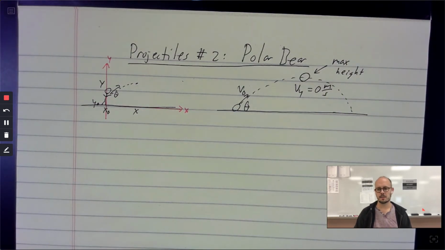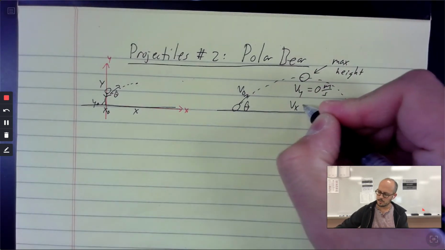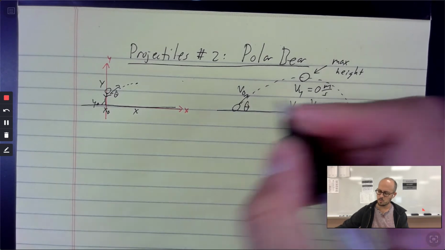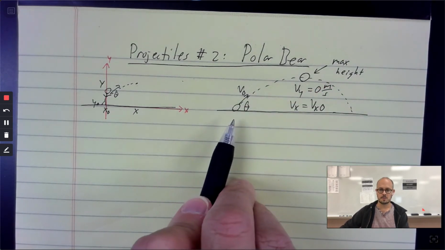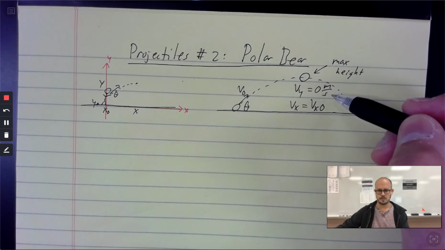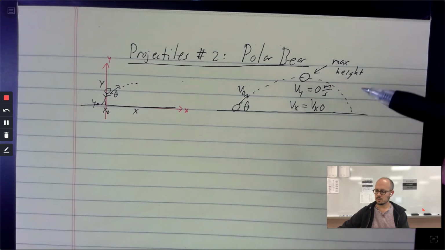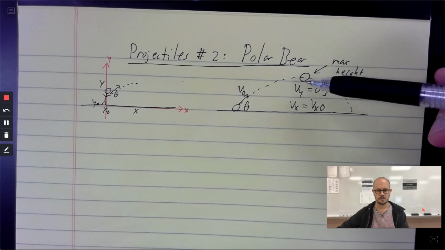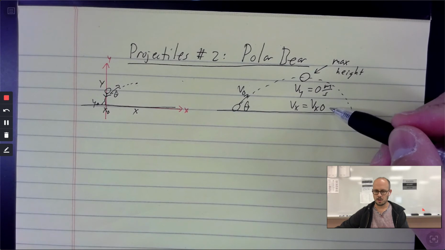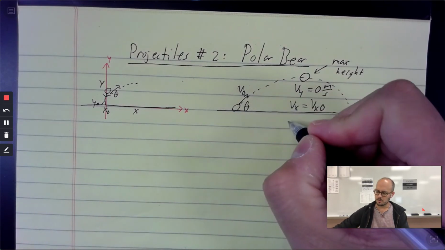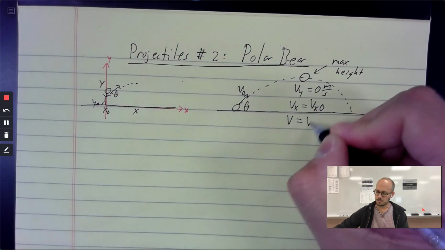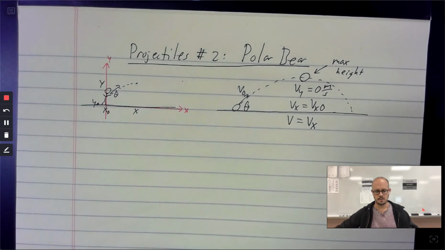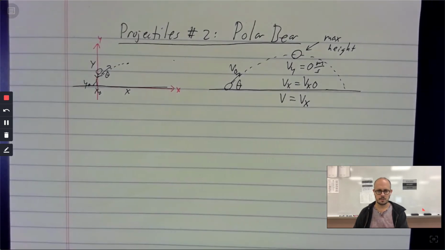Now keep in mind that it is only the vertical velocity. The horizontal velocity is still equal to whatever it was at the beginning of the launch. So it's only the vertical velocity that's zero. A big conceptual question that you want to pay attention to is that at the maximum height of a projectile, its total velocity is equal to its horizontal velocity. So the velocity at that moment is equal to whatever its horizontal velocity is, because it doesn't have a vertical velocity. So that's a concept based around maximum height.